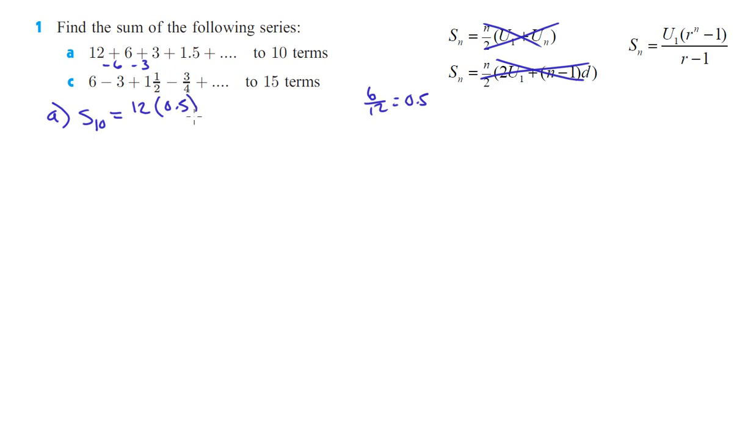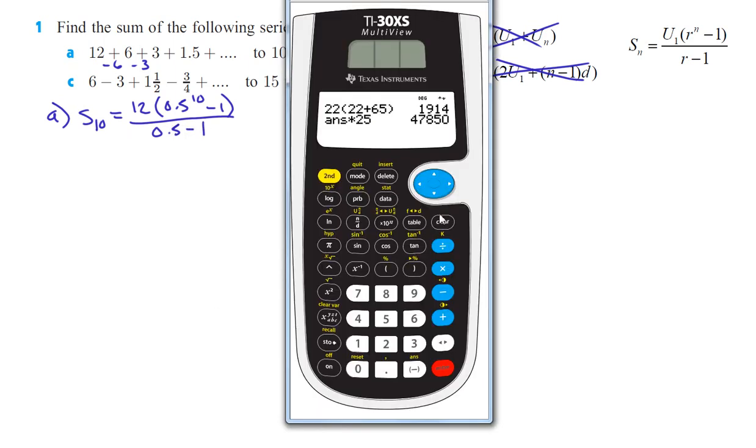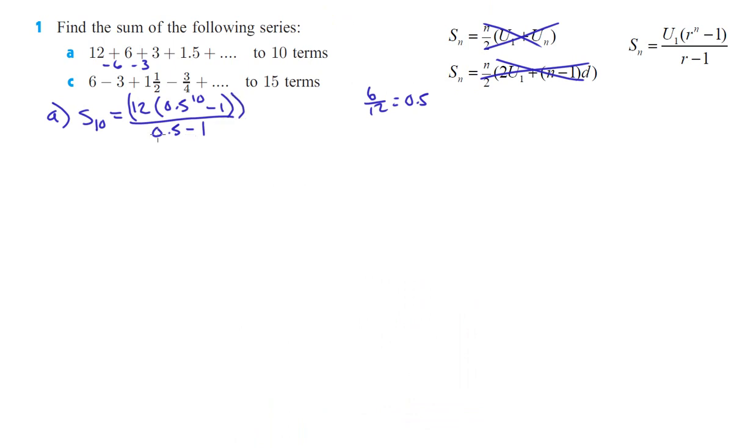So we get 0.5 to the n, the number of terms, which is 10, minus 1, all over the rate, 0.5 minus 1. Okay, so now we should be able to put that into our calculator, and away we go. We're going to want to take this whole top part divided by the whole bottom part. To make sure that this turns out right in the calculator, I'm going to add some extra parentheses here to make sure that this works out right.